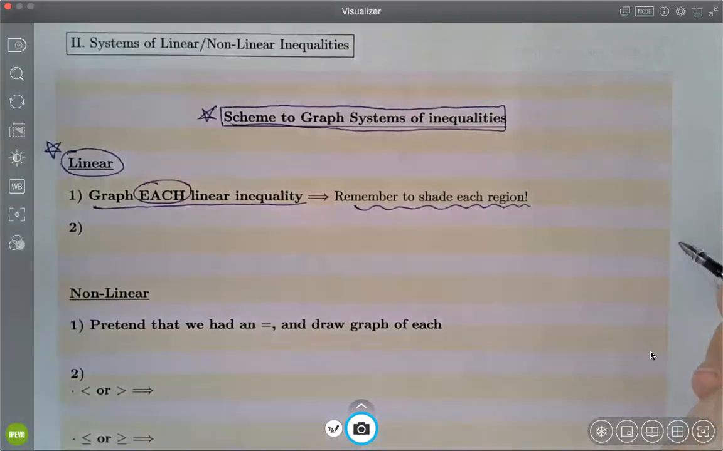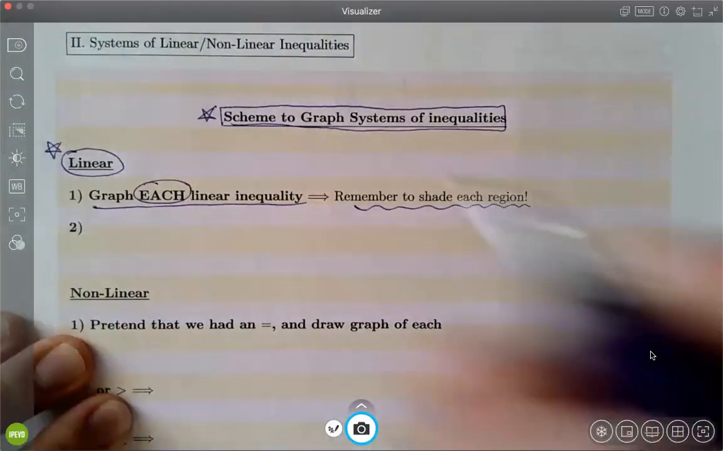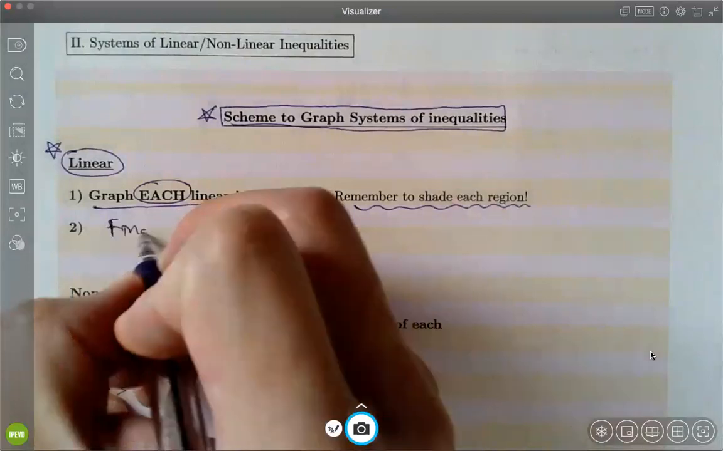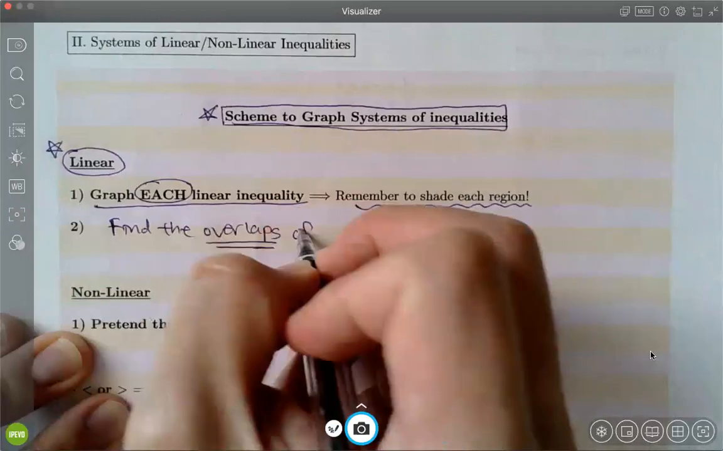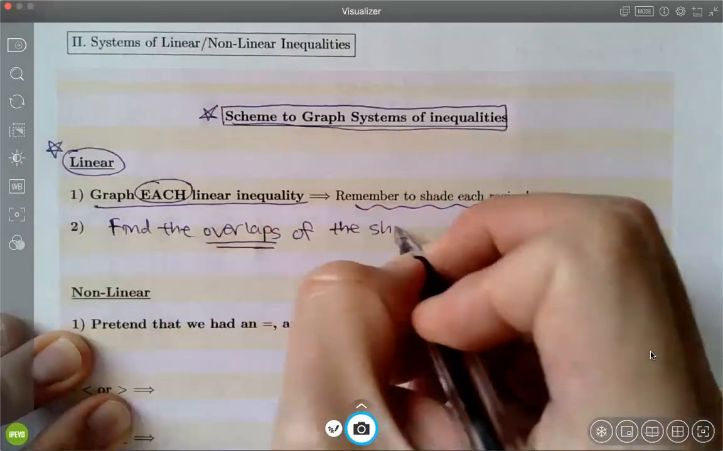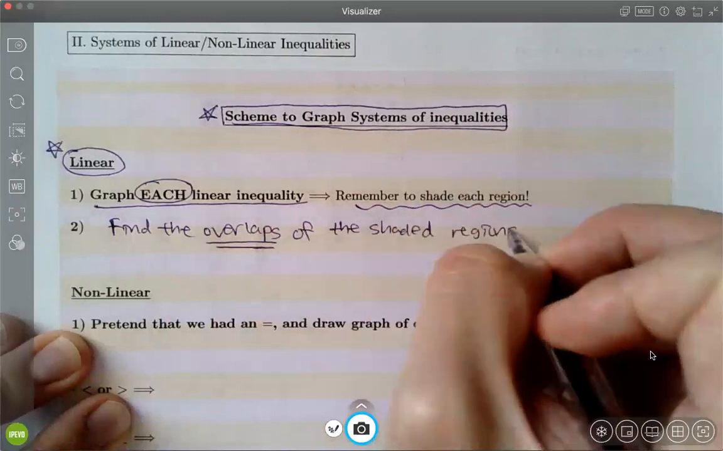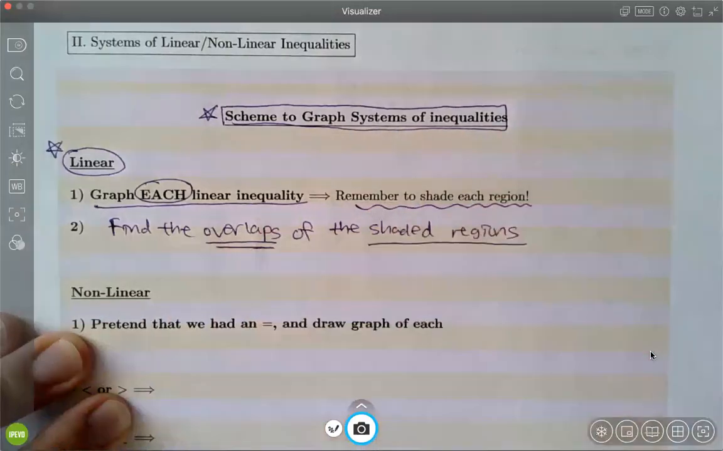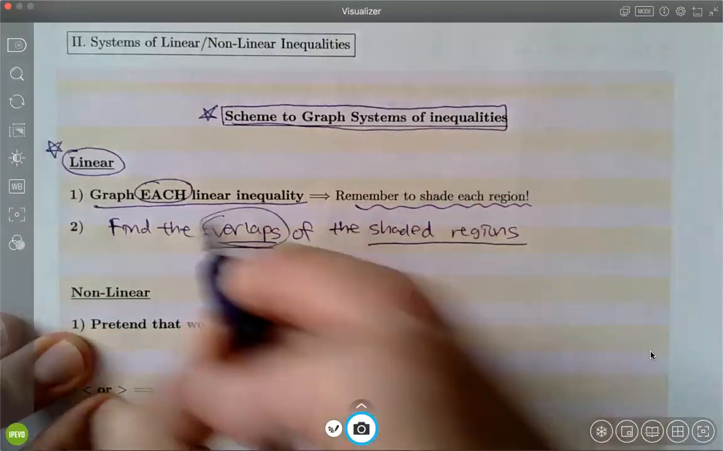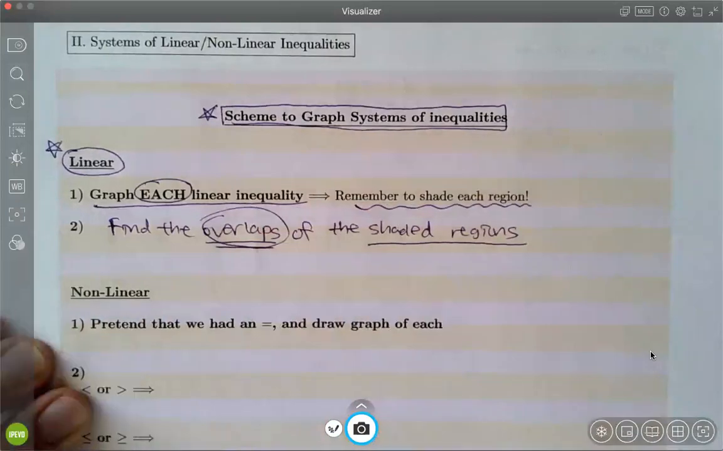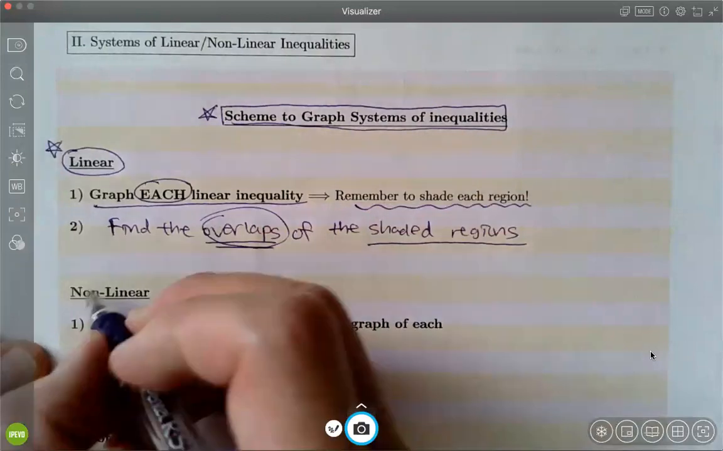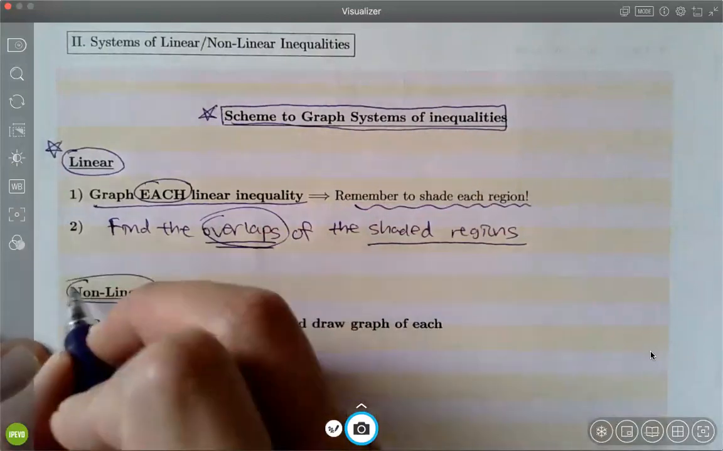Okay, so what is step number 2? Find the overlaps of the shaded regions. Okay, so that overlap is the key. Once again, you get 2 shaded regions, and then you have to find where they overlap. Now, what's the scheme for sketching the graph of a nonlinear system?